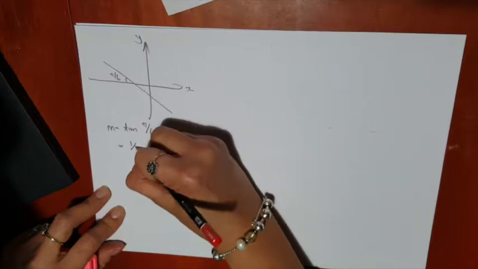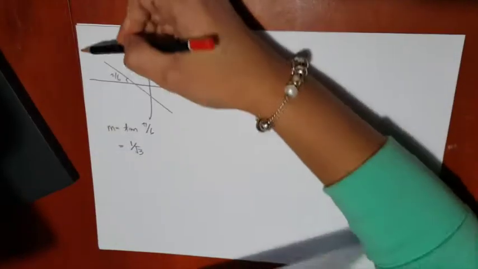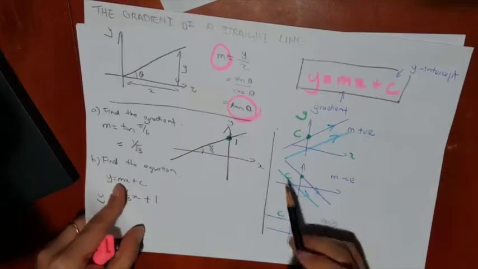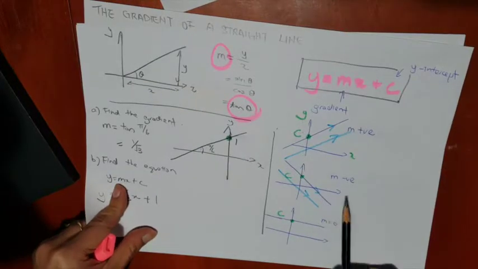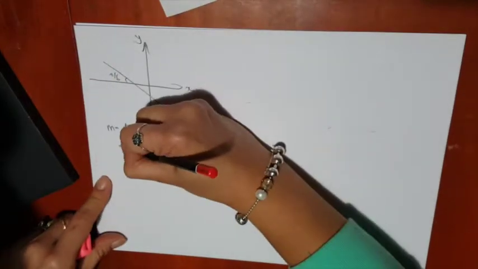So m is equal to 1 over square root 3. And then we have to check the signs. Is this correct? We learned before that this is a line that's going down. So for a line that's going down, the gradient needs to be negative. So we need to write a negative here, and that's done.